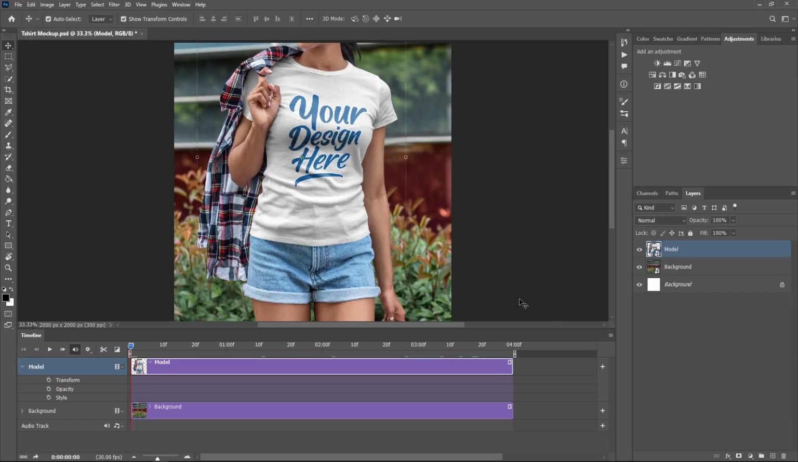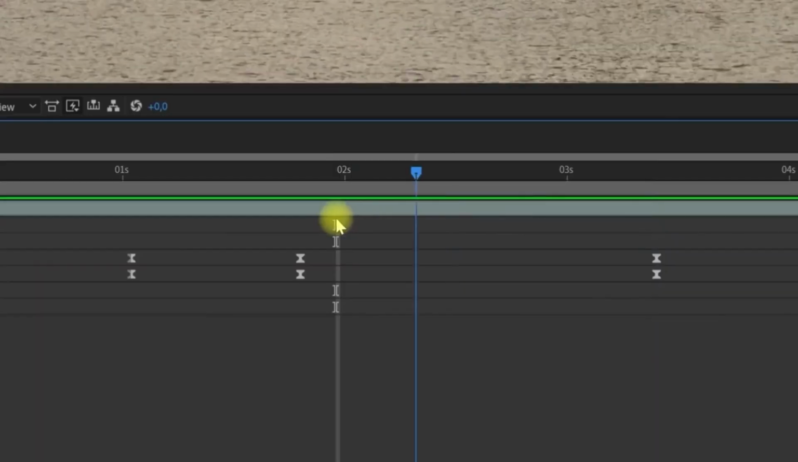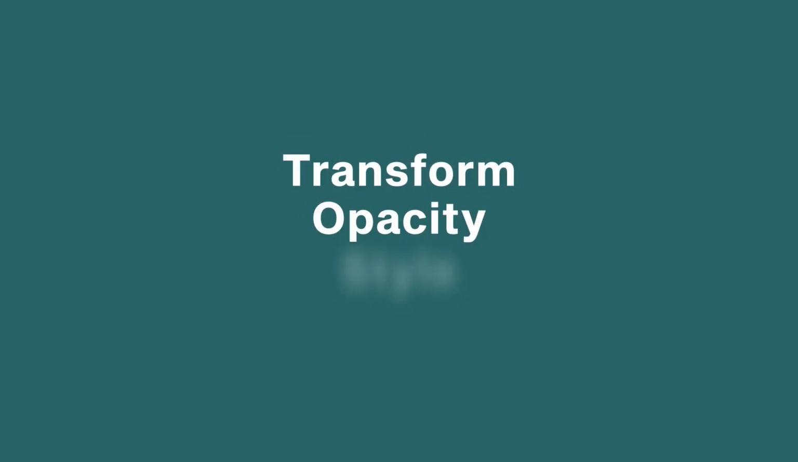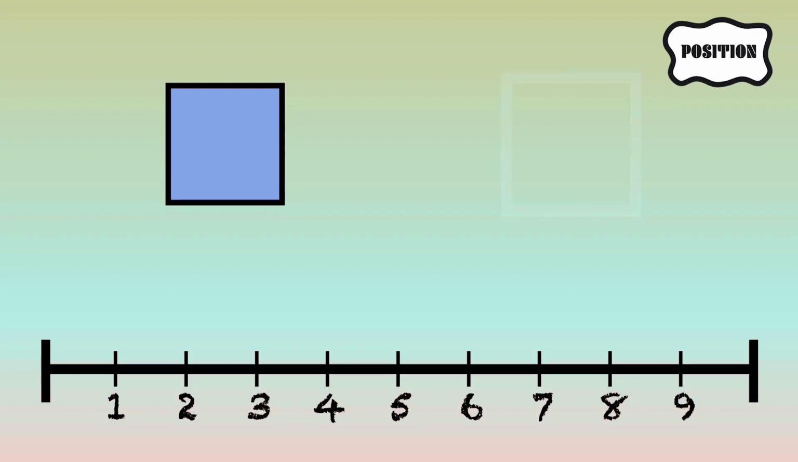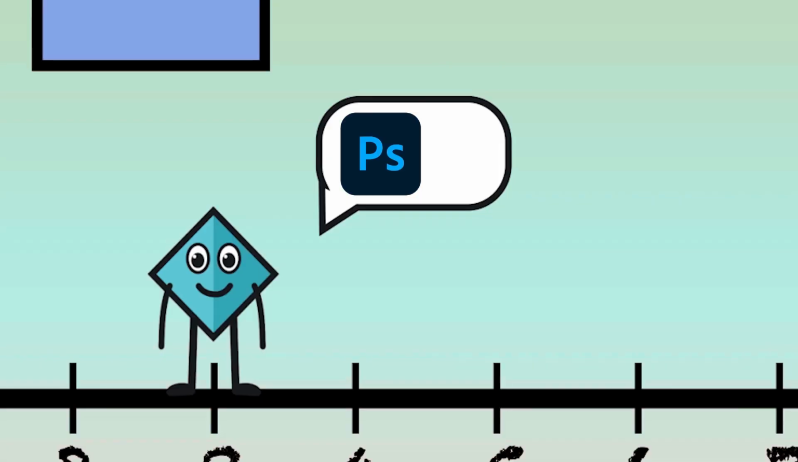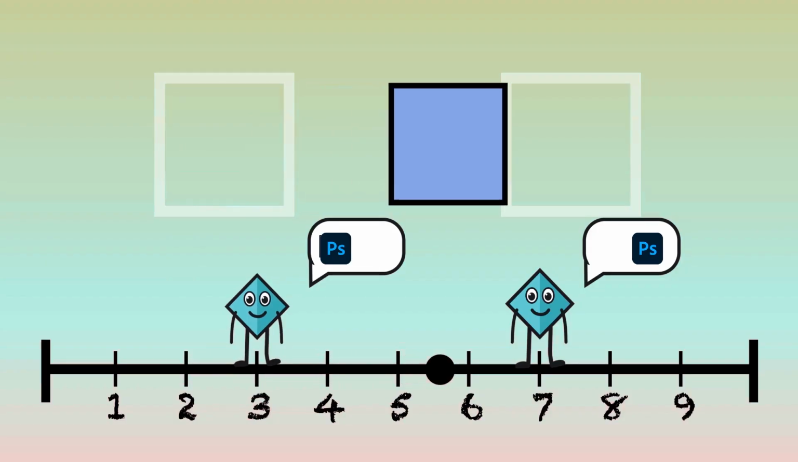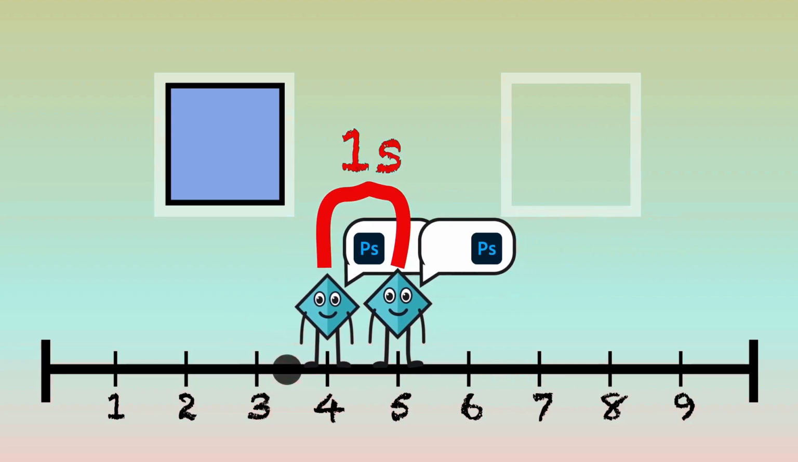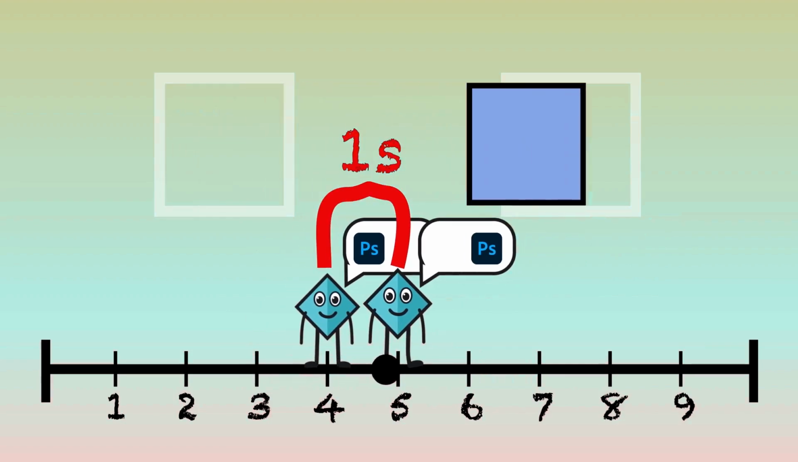Let's quickly talk about keyframes and how they work. Keyframes are points in your timeline that mark where changes happen, like transform, opacity, and style of our layers. Think of them as bookmarks that tell Photoshop where something should be at certain times. By placing keyframes at different spots on the timeline, you create the movement between them.